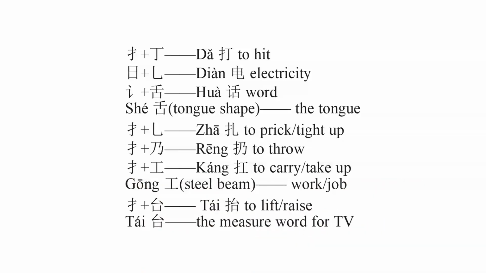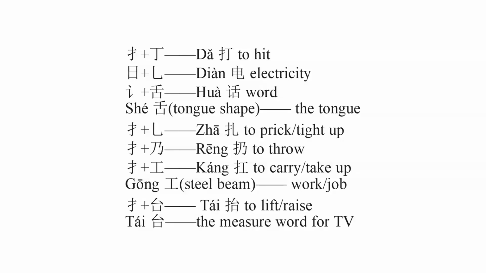Okay, so far we learned 10 words and all their components today. Let's recap again. Number 1, 打. The hand side plus the nail is to hit. Number 2, 电. The sound plus the thunder to become electricity. Number 3, 话. The language side plus the tongue to become word. And we also learned the word tongue. That is called 舌.